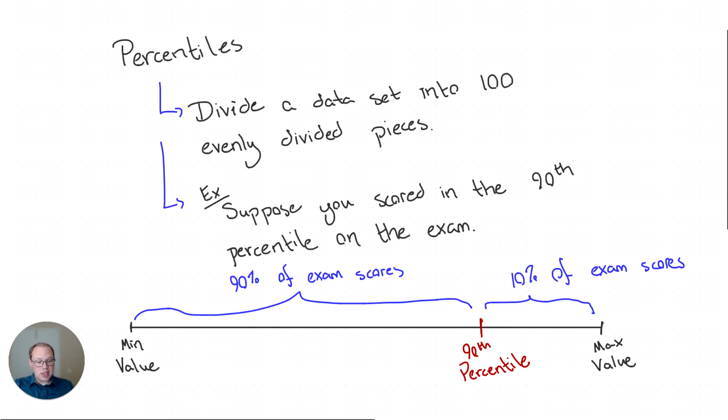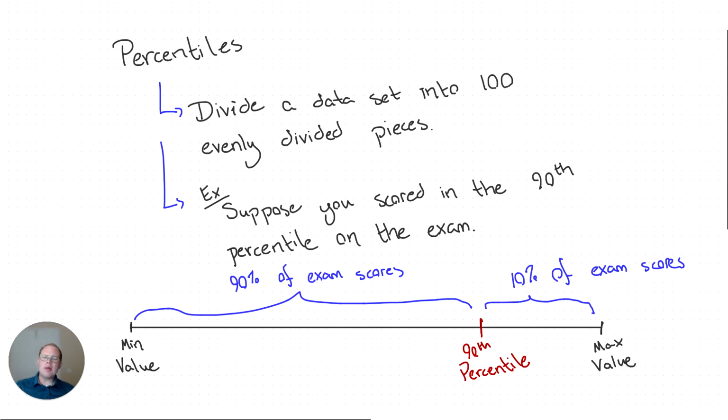So notice it's not saying anything about what score you got. Now maybe you got a very high score. Maybe you got a 95 out of 100 on the exam. Okay? 95 out of 100 might be the 90th percentile if 90% of the other students scored less than you on the exam, or if we look at the other direction, if 10% of students scored higher than you.